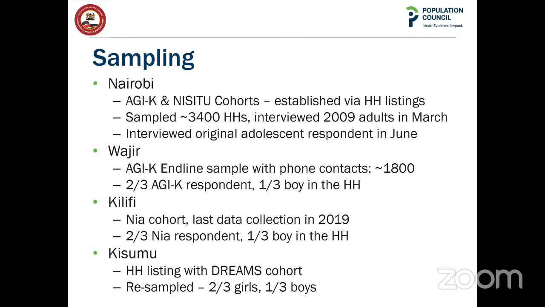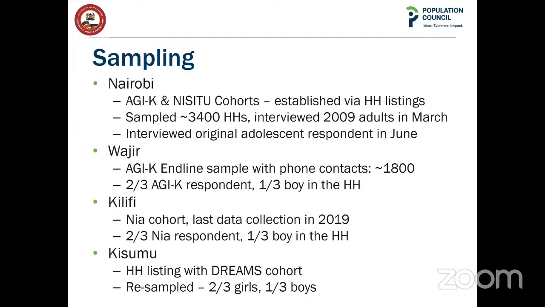So just in a bit more detail regarding the sampling, in Nairobi, we used cohorts that were generated from the Adolescent Girls Initiative Kenya study and also from the NISITU study. These cohorts were established via household listing. We had originally sampled around 3,400 households and were able to interview 2009 adolescents in March. We were able to interview the original adolescents from both AGI-K and NISITU for the Nairobi site.